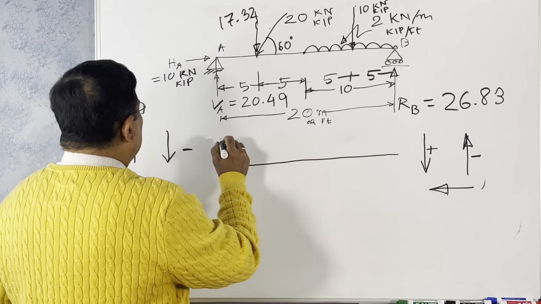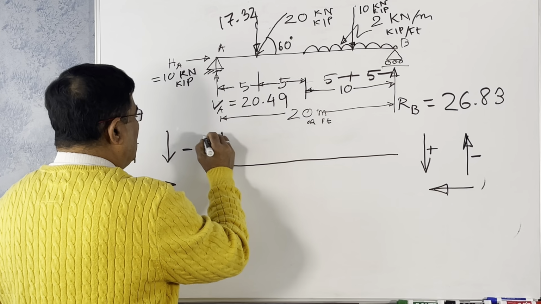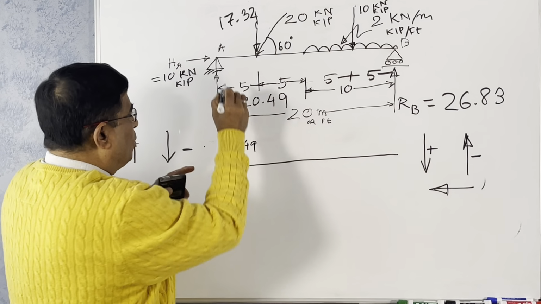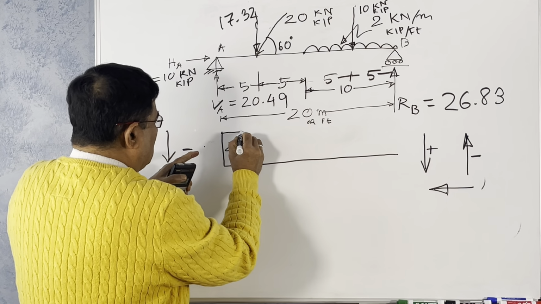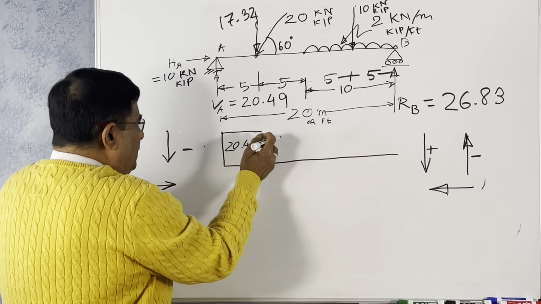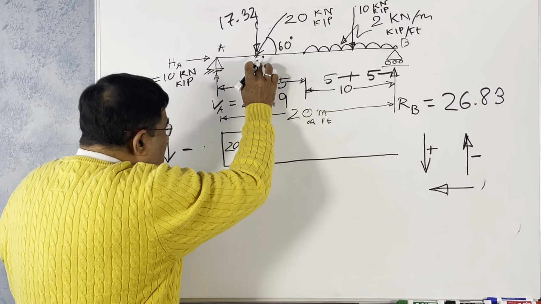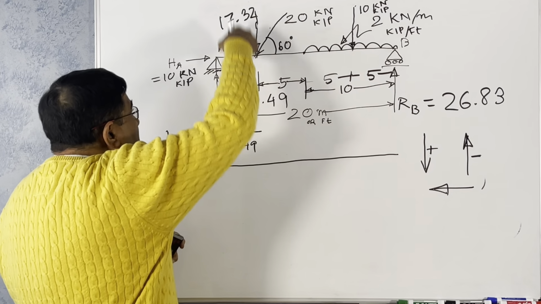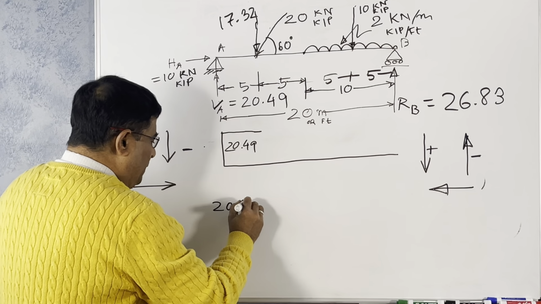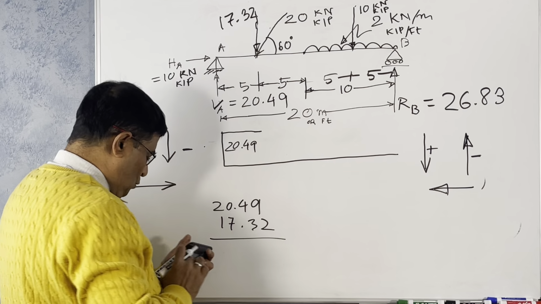Okay. Now from here to here, this is your 20.49. There is no force in between, so this will remain constant all the way up to here. Just left of this point, it is still 20.49. But as soon as it reaches this point, going just right of this, 17.32 comes in. So it will be reducing this number. 20.49 minus 17.32.